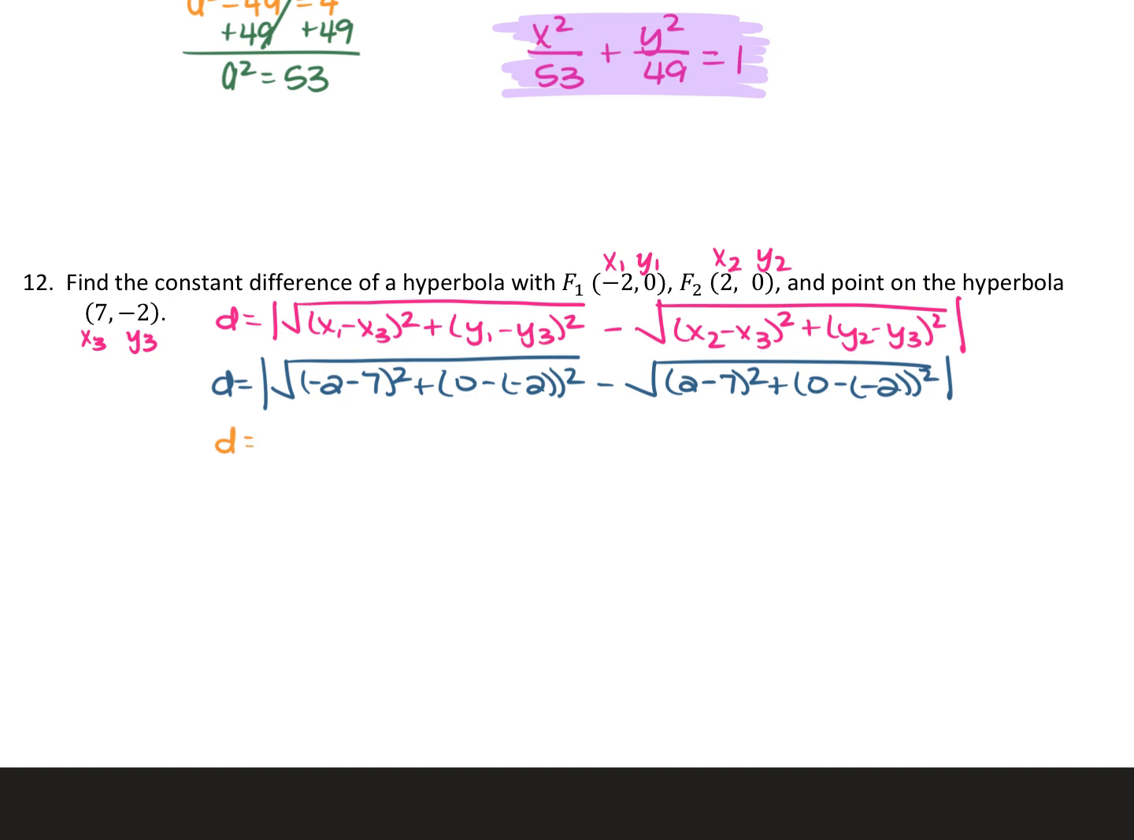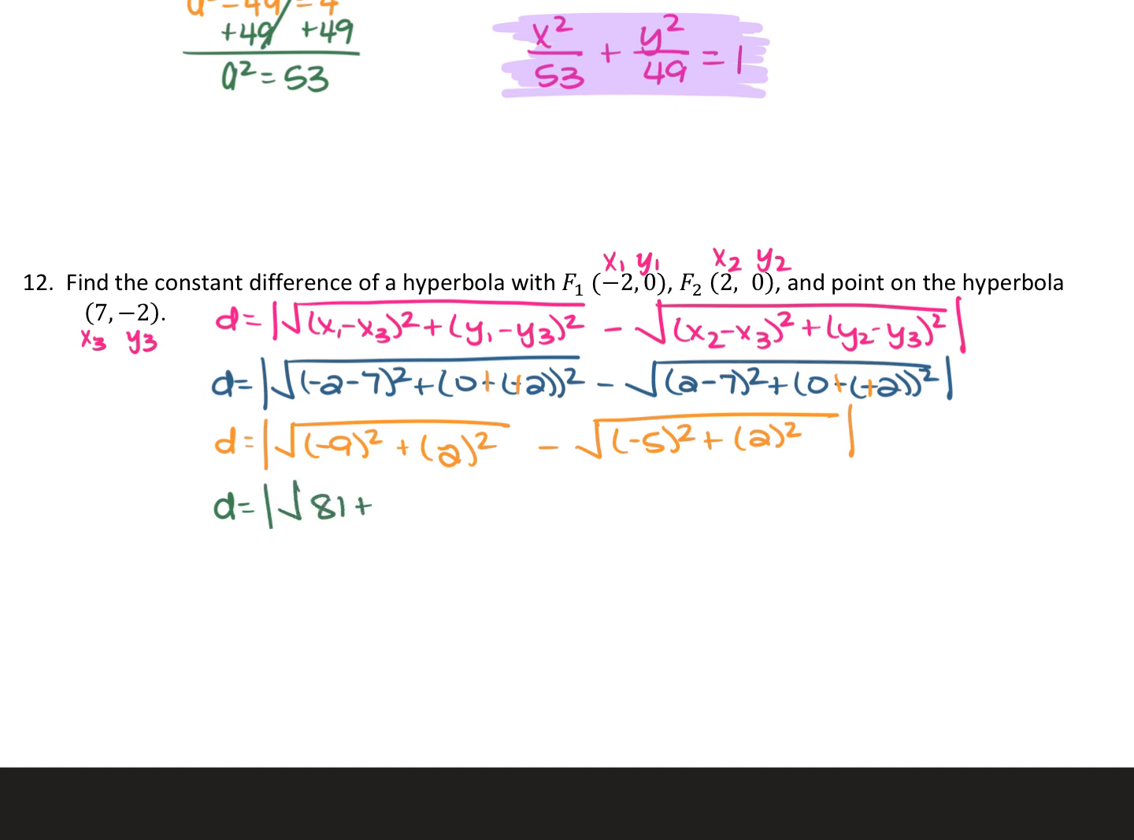Next, we simplify underneath those square roots. So it's going to leave us with the absolute value of the square root of negative 9 squared plus 2 squared minus the square root of negative 5 squared plus 2 squared. We're going to simplify this some more. So this will give us the absolute value of the square root of 81 plus 4 minus the square root of 25 plus 4. Again, simplifying, we have the absolute value of the square root of 85 minus the square root of 29.